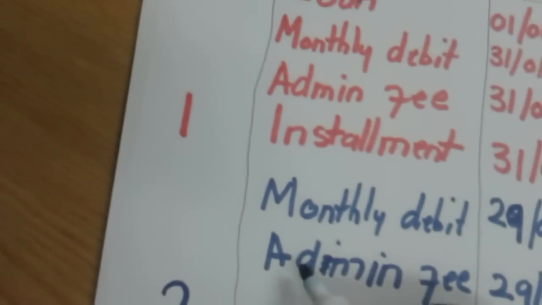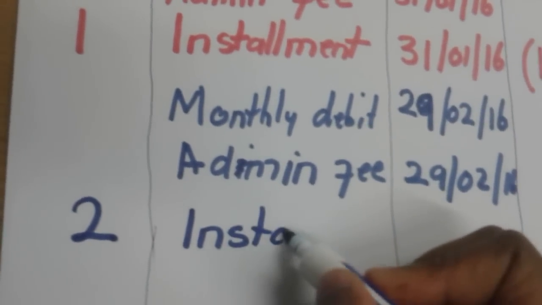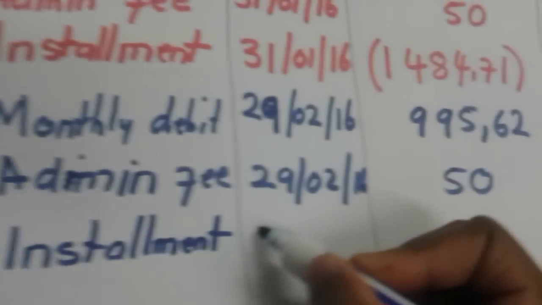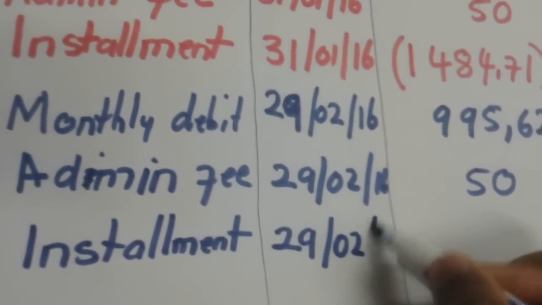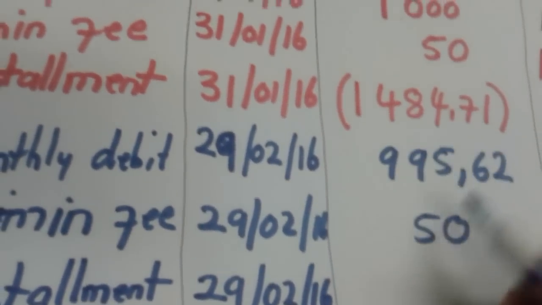Now it's payment number 2. Remember number 1, number 2. So we go there, installment, and then again it is 29/02/16. And guess what? Nothing is changing. Just copy and paste.